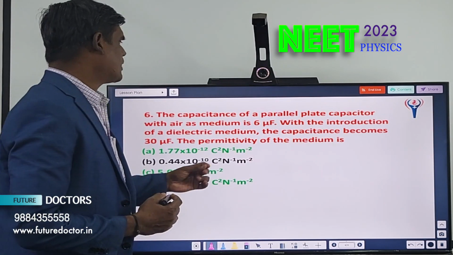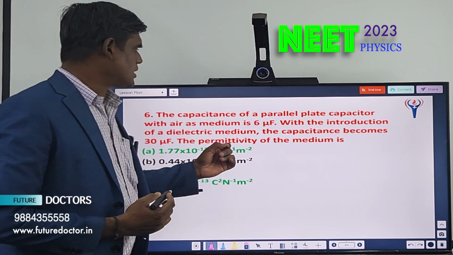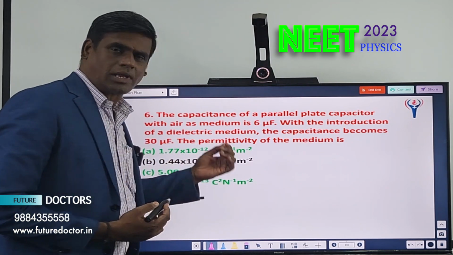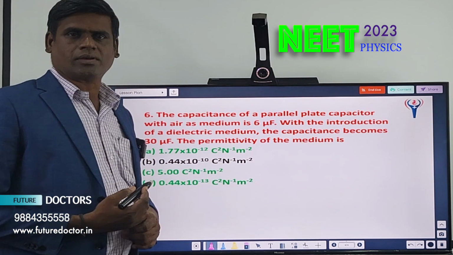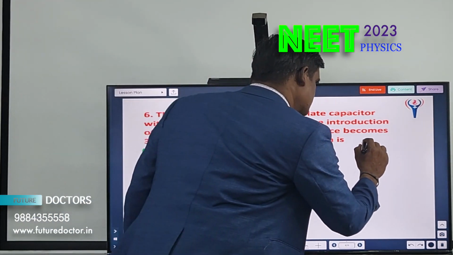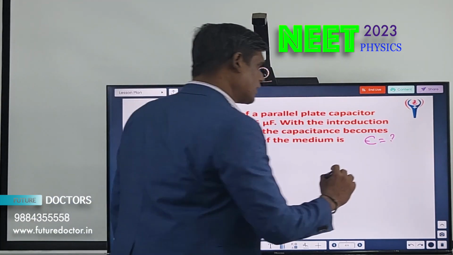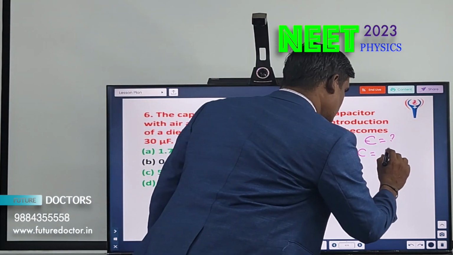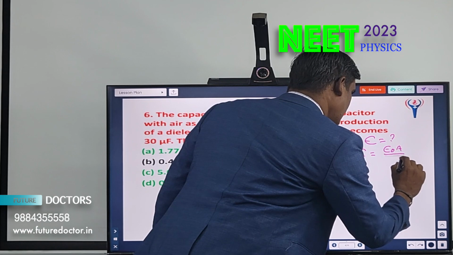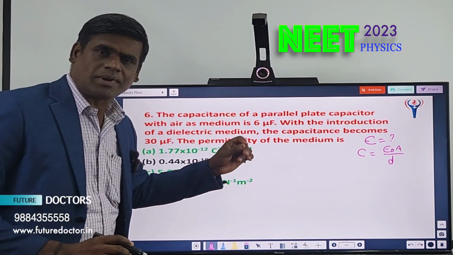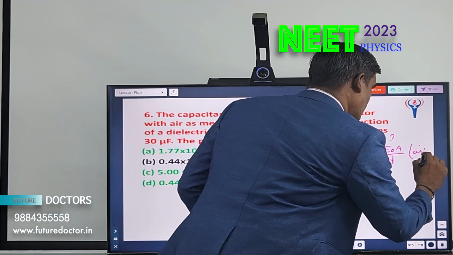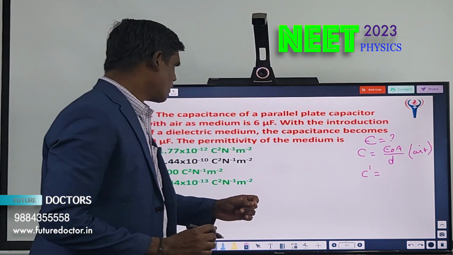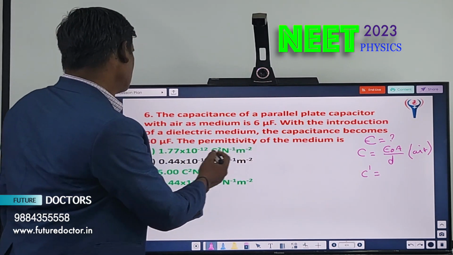Let's move to question number 6. The capacitance of a parallel plate capacitor with air as medium is 6 microfarad. With the introduction of a dielectric medium, the capacitance becomes 30 microfarad. The permittivity of a medium is dash. Permittivity, that is epsilon, you should find. Actual formula is C equal to, that is the capacitance of a parallel plate capacitor, C equal to epsilon naught A by D. This is for capacitance of a parallel plate capacitor when it is filled with air medium. When it is filled with dielectric medium, that is C dash equal to epsilon R, and here it is given as K only, no, is it so?